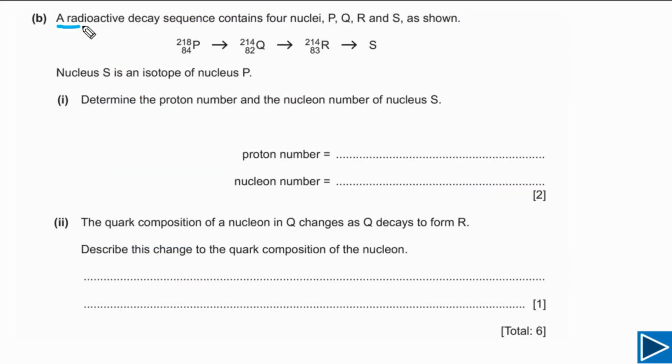For part B, it is given to us a radioactive decay sequence contains 4 nuclei P, Q, R, and S. It is also given to us nucleus S is an isotope of nucleus P.